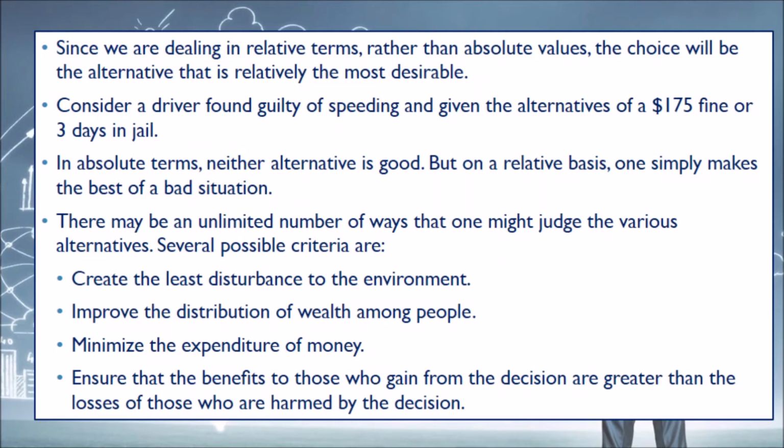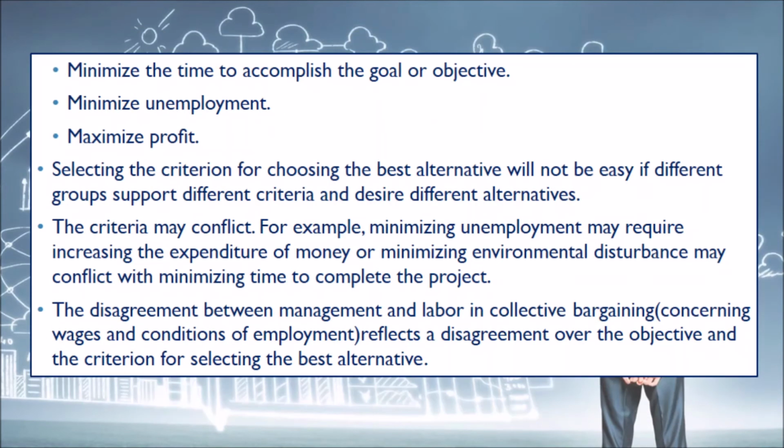Several possible criteria are: create the least disturbance to the environment, improve the distribution of wealth among people, minimize the expenditure of money, and ensure that the benefits to those who gain from a decision are greater than the losses of those who are harmed by the decision. Next is minimize time to accomplish the goal or objective, minimize unemployment, and maximize profit.